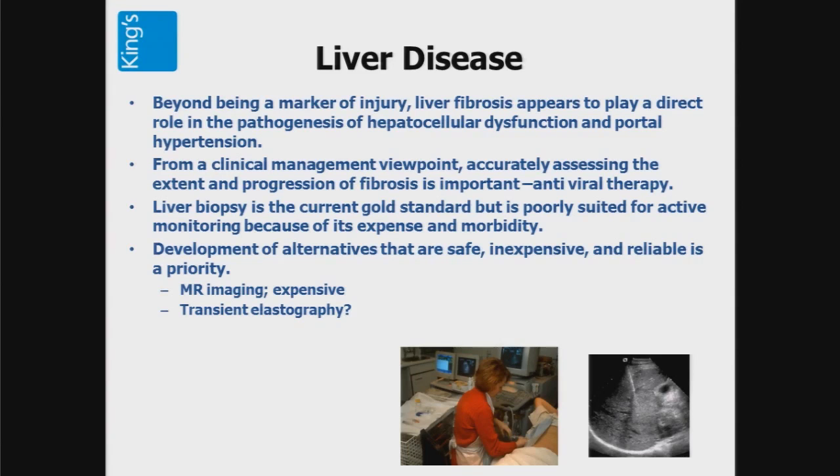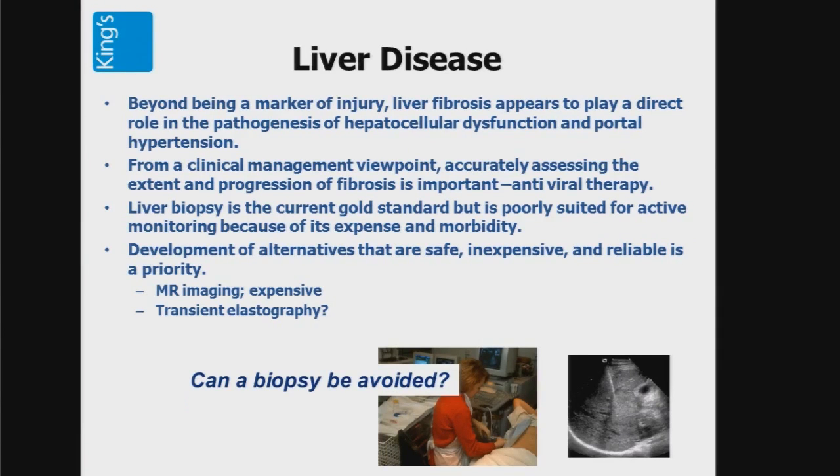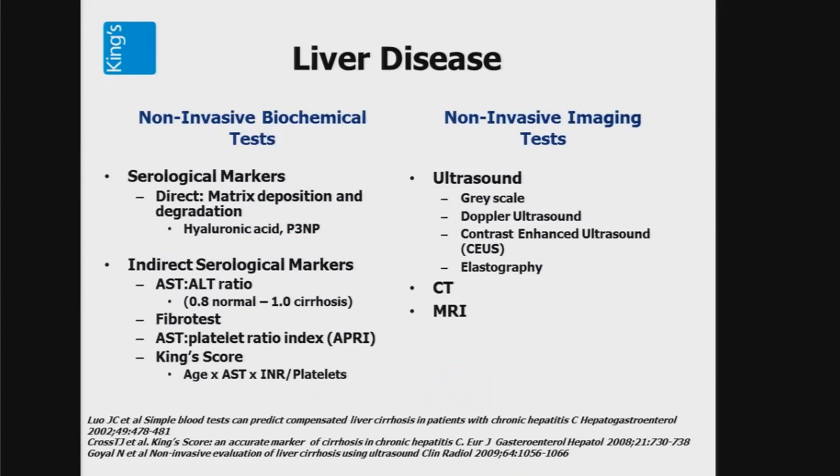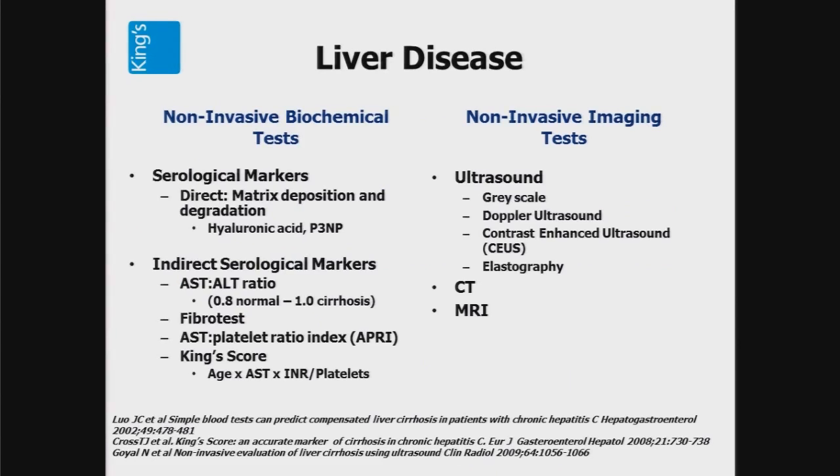Basically, you want to avoid a liver biopsy. It's the gold standard, but it's poorly suited for active monitoring because you can't keep doing a liver biopsy. You can't do a liver biopsy every 6 months. And if you're the patient, this is the question you're going to be asking your physician: what non-invasive biochemical tests are there to tell you whether or not there's fibrosis or cirrhosis in that liver?